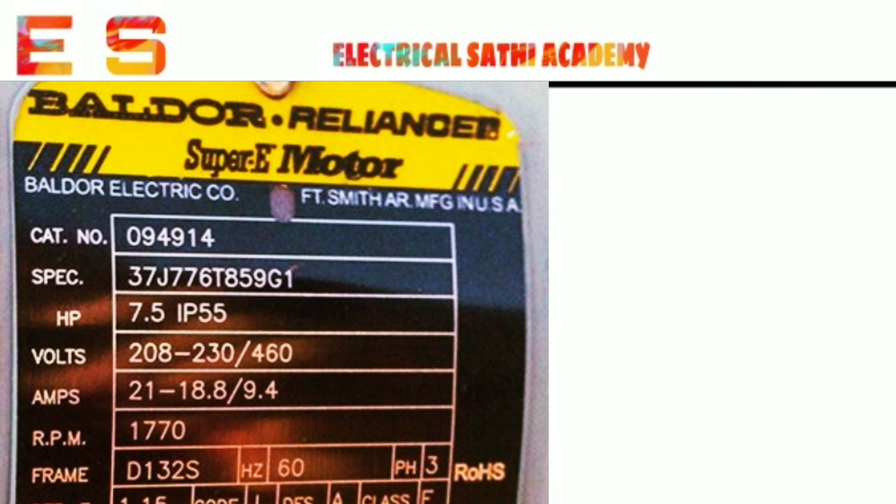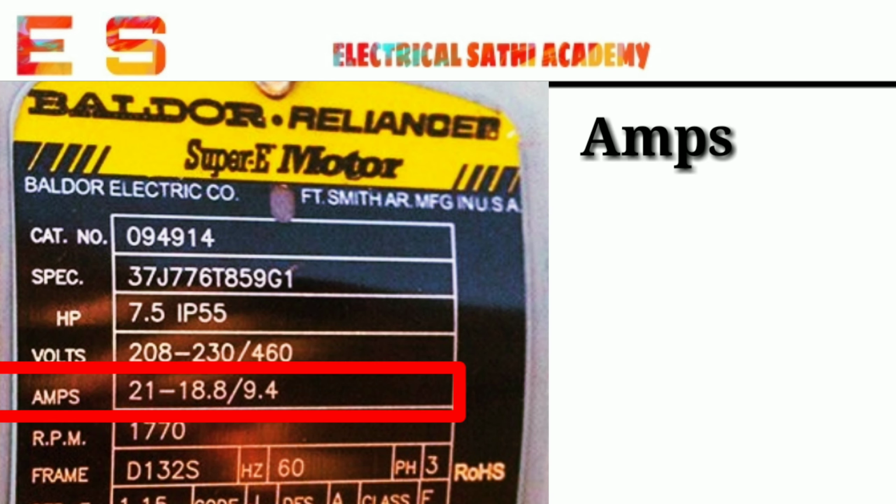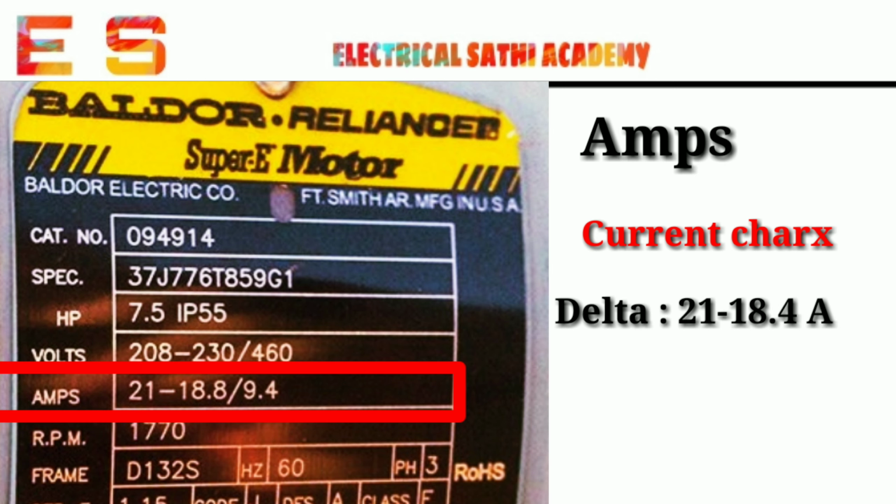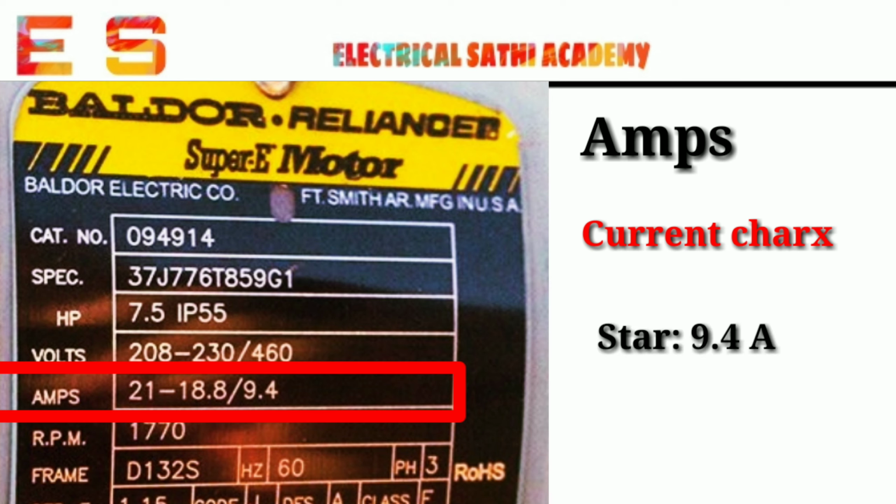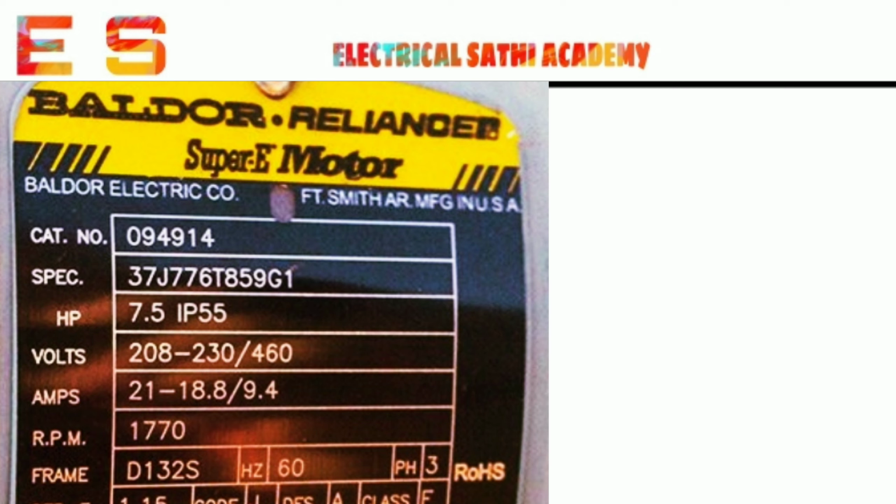Amps. It indicates the current characteristics of the motor. If the winding of the motor is delta connected, the rated current the motor draws is 21 to 18.8 ampere. Similarly, if the winding of the motor is star connected, the rated current the motor draws is 9.4 ampere.